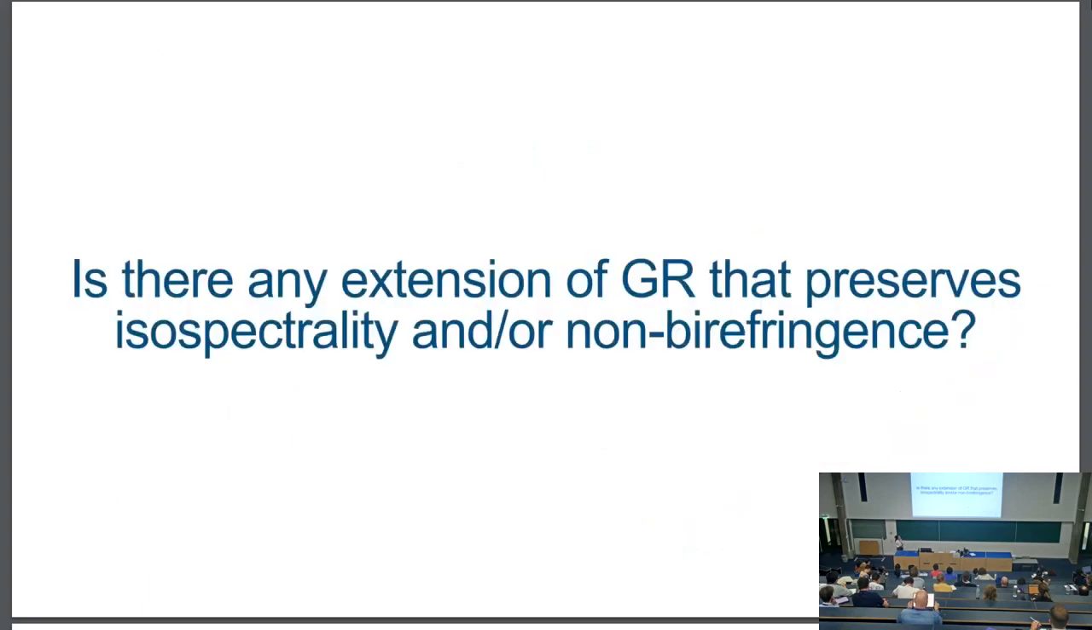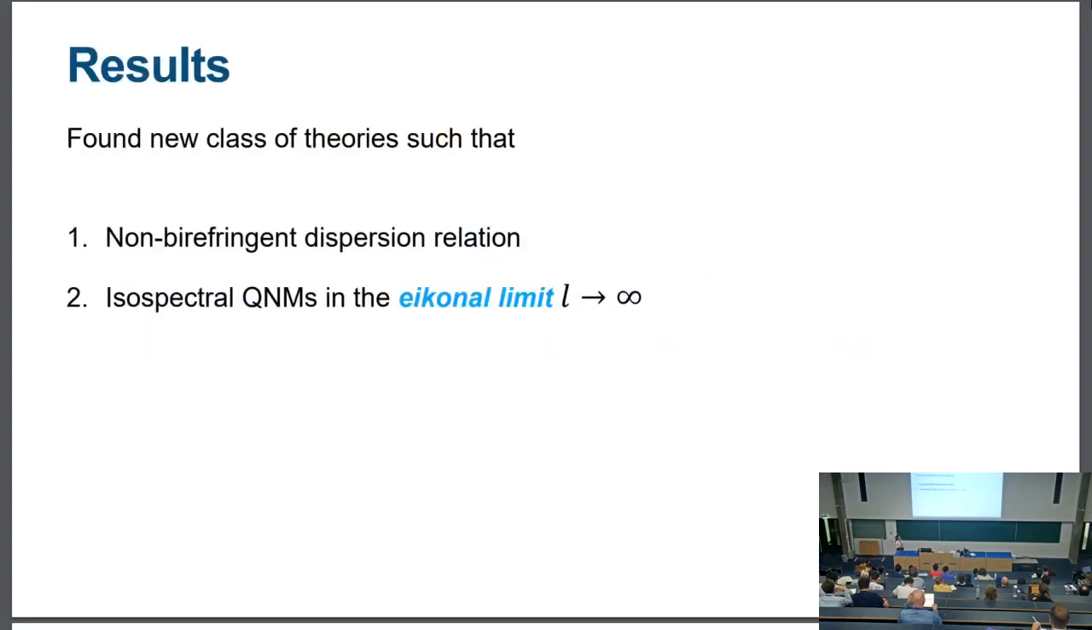So given these two properties, I can ask the question: is there any extension of general relativity that preserves both of these properties, isospectrality and non-birefringence? So the quasi-normal mode families are equal, and the dispersion relation is polarization independent. Obviously the answer is yes, otherwise I wouldn't be giving a talk. In case you're very excited, I'm just going to give you the results now and then hash into the details momentarily. So yes, we found a new class of theories.